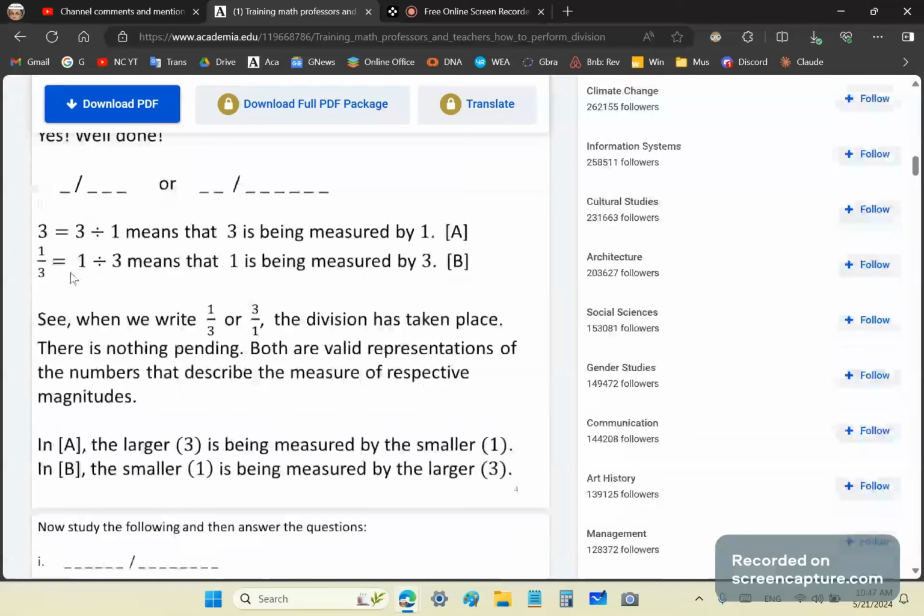And what does 3 divided by 1 mean? It means that 3 is being measured by 1. In other words, the larger is measured by the smaller, okay? And 1 divided by 3 means that the smaller is being measured by the larger. So when we write 1 over 3 or 3 over 1, the division has taken place. There's nothing outstanding. There's nothing pending. Both of those are valid representations of the well-formed numbers that describe the measure of respective magnitudes.